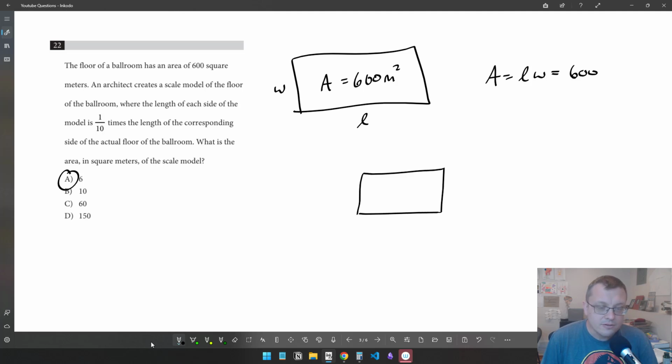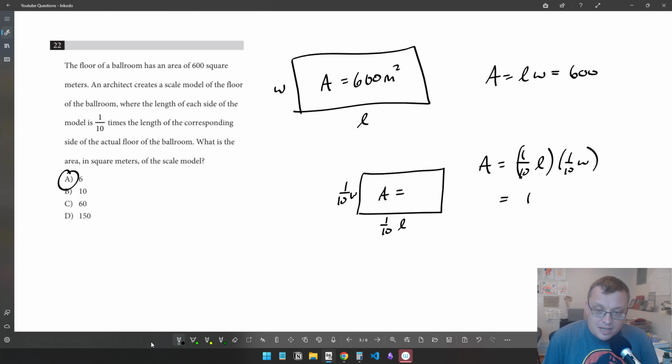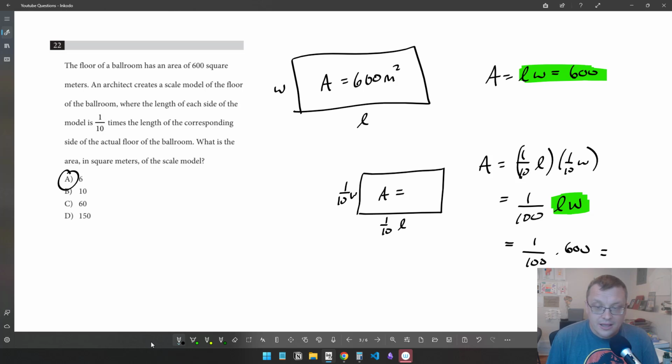Let's go to our scale model and think about what the side lengths of our scale model would be. Well, it's 1/10 the length and 1/10 the width. Now, what would be the area given these dimensions of 1/10 length, 1/10 width? Well, let's multiply them. The area is going to be 1/10 length times 1/10 width. Cleaning this up, we get 1/100 LW. But wait a minute, we can make a substitution. We know that LW is 600. So this has just got to be 1/100 of 600, and that's just 6.